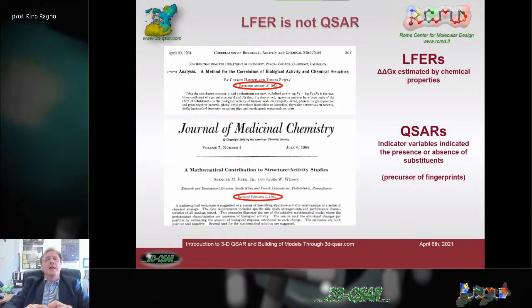They actually invented the very first fingerprints, because they invented the indicator variables, putting one when a substituent was present and 0 when the substituent was absent. So a list of 0 and 1s in a binary representation, and it was and still is the most used QSAR in companies.